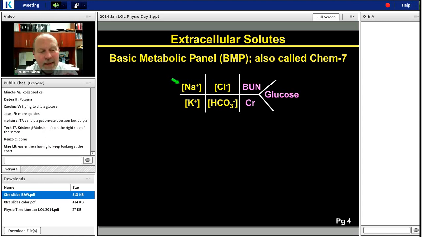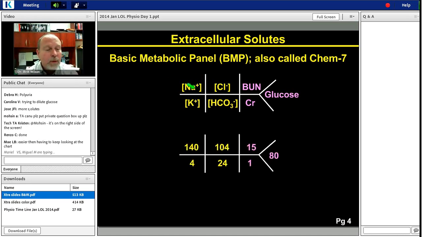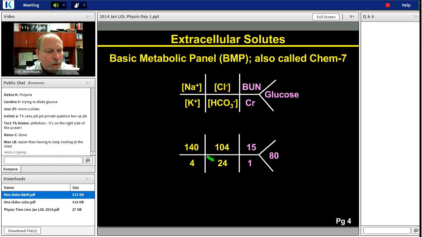And you know what? It's real easy to memorize these. Can you remember 4? The number 4. We have 4 electrolytes and 4. So what are the normal numbers? Sodium is 140. Potassium is 4. Chloride is 104. Bicarb is 24. It's the law of 4. Because there's 4 electrolytes, 4s are wild. Makes life easier.